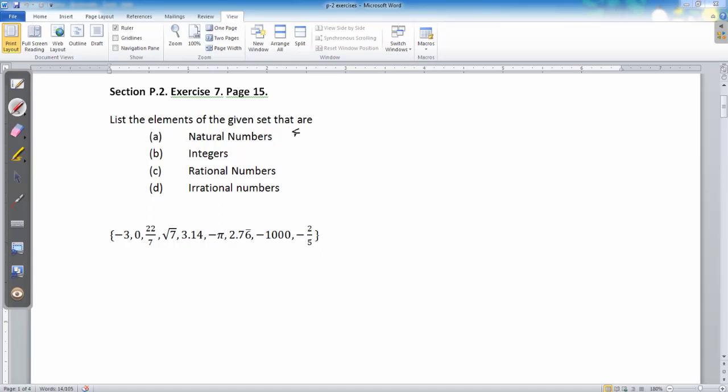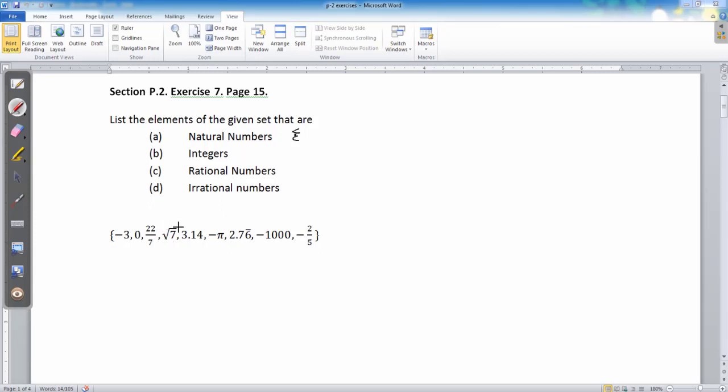Let's try that. Let's start off with A, natural numbers. I'll draw myself a little curly brace here to start off. Natural numbers are the counting numbers, if you recall, and they start at 1. That's a negative number, so that isn't positive, so it can't be natural. The natural numbers start at 1, so 0 can't be 1.